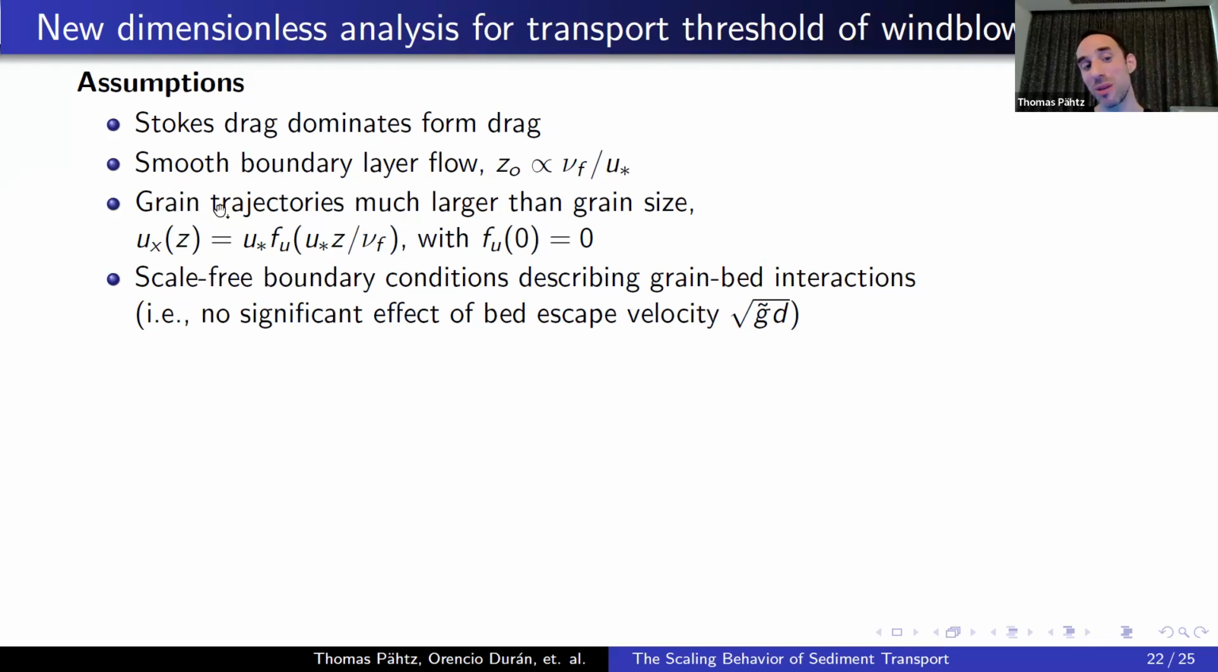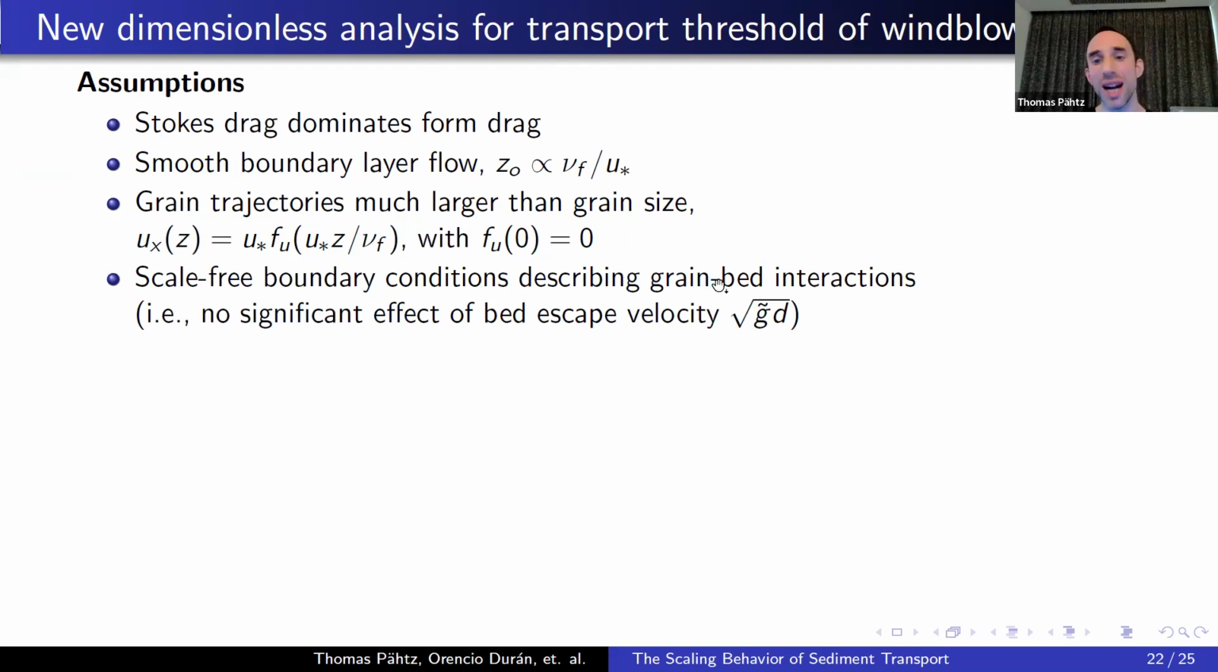Now comes assumption number three, which is a bit more tricky. We are saying the grain trajectories are much larger than the grain size, and this means we can effectively neglect the flow of the wind that occurs very close to the surface. So we can say the boundary condition is that at z equals 0, the flow is gone. And z equals 0 is not the zero height of the flow, but the zero height at which particles collide with the bottom. That's not the same, so it's a bit tricky to say that it's actually 0, but if we say that it's 0, things will simplify a lot. And the fourth condition is what I call scale-free boundary conditions.